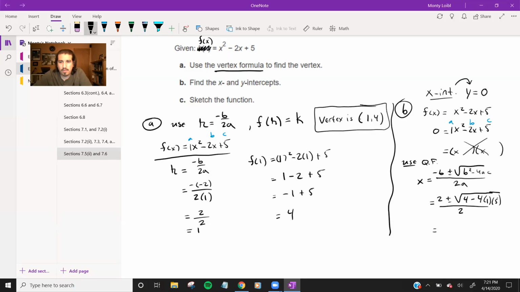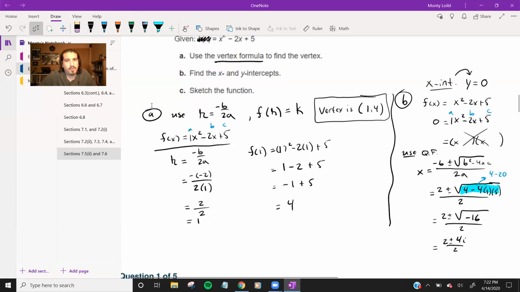Okay, so you get 2 plus or minus the square root. Now here, let me highlight it. This right here is going to equal 4 minus 20, right? So here we got negative 16 divided by 2. Oh, okay, so we get 2 plus or minus the square root of negative 16, which is imaginary, so we have 4i divided by 2. Now we could probably simplify a little bit further.